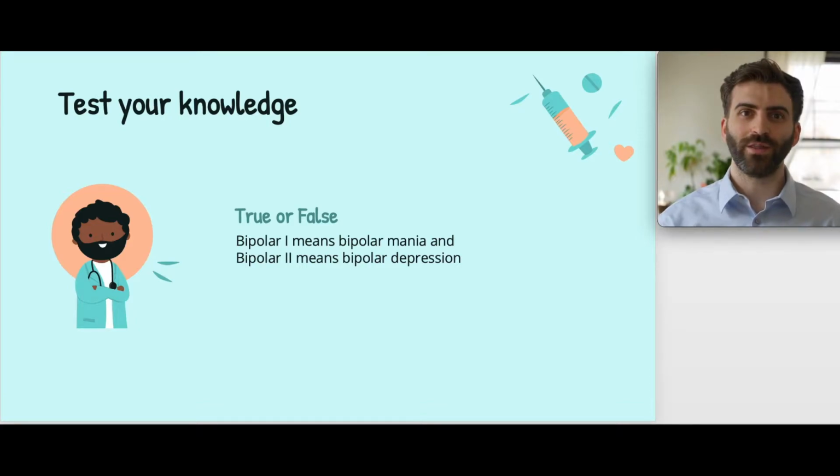First, I wanted to start with a true or false question. Bipolar I means bipolar mania, and bipolar II means bipolar depression. Feel free to pause if you'd like to think about it, but the answer is false. Bipolar I versus bipolar II denotes a difference in severity. Patients with bipolar I fully meet the criteria for mania, whereas patients with bipolar II meet the criteria for hypomania. Bipolar I versus bipolar II does not denote a difference in the change in the poles, so mania versus depression.